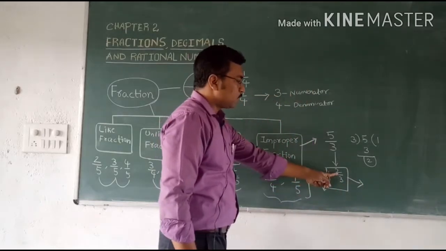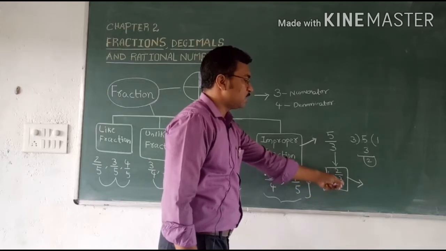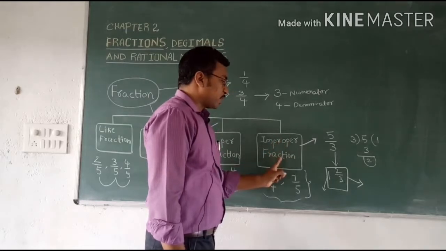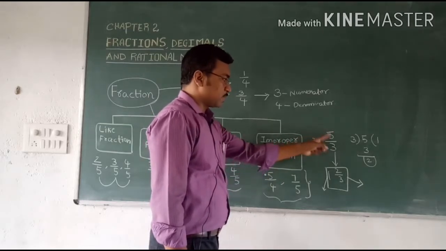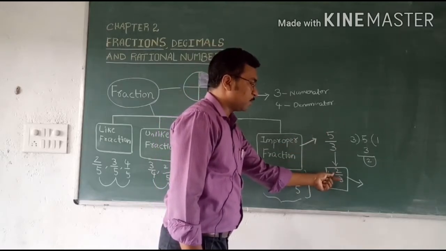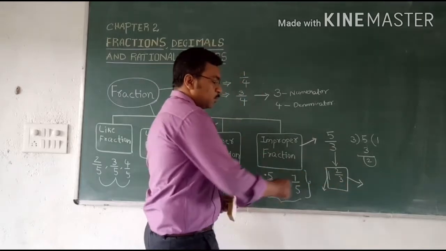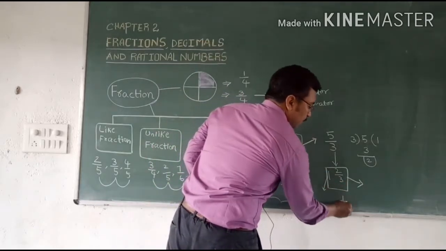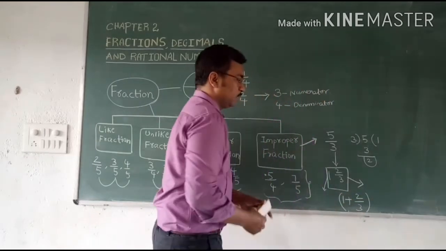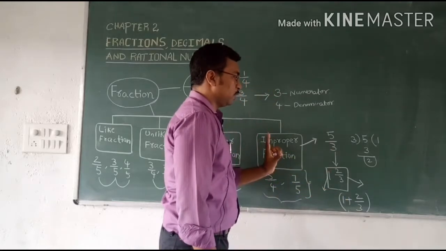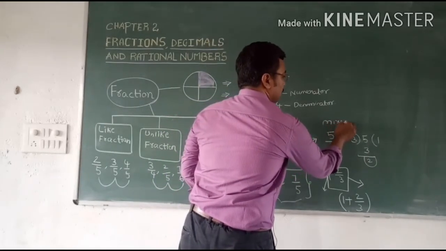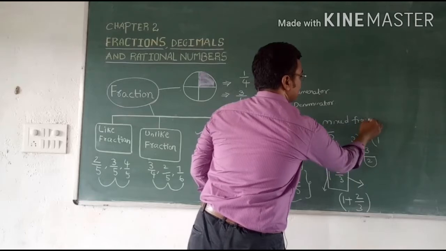You observe one thing: this 2 by 3 is which type of fraction? This is a proper fraction. So we have to remember one thing. Every improper fraction can be expressed as a mixed fraction. In that mixed fraction, the first one is the integral part and the second one is the fractional part. So this 1 and 2 by 3 can also be written as 1 plus 2 by 3. So this is the expression for mixed fractions. We can express mixed fractions like this.